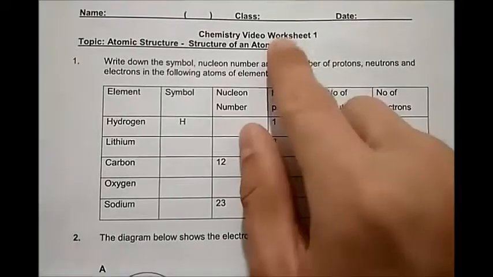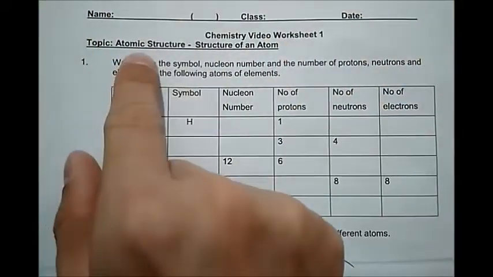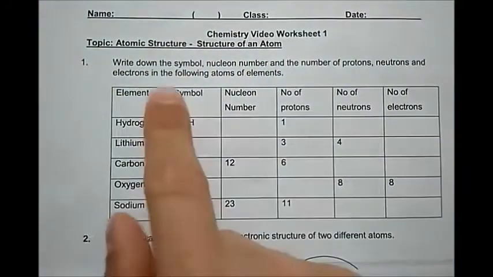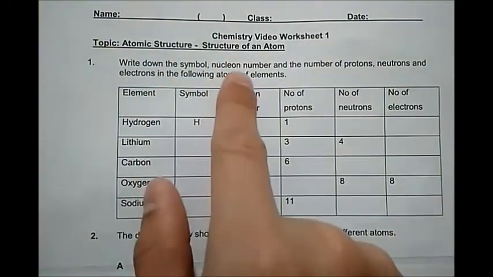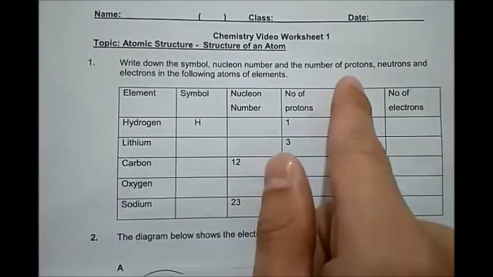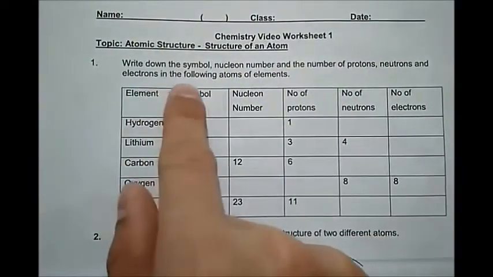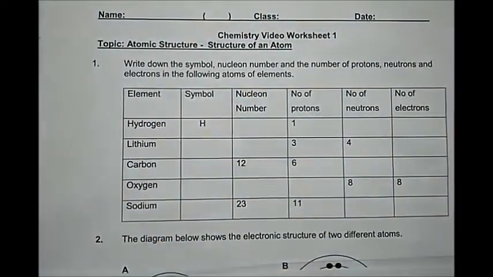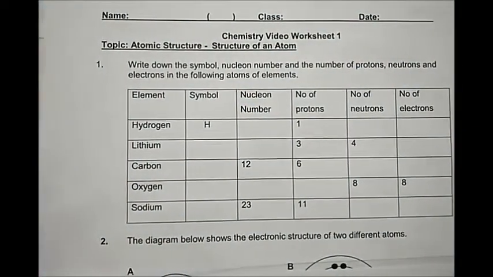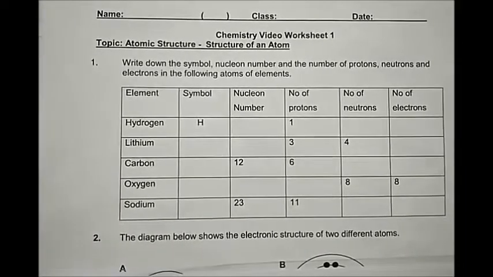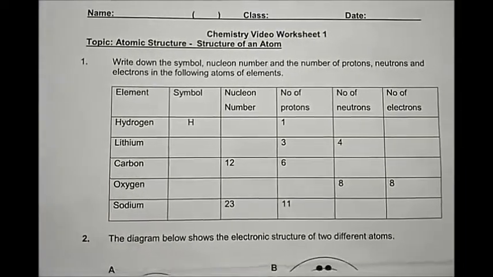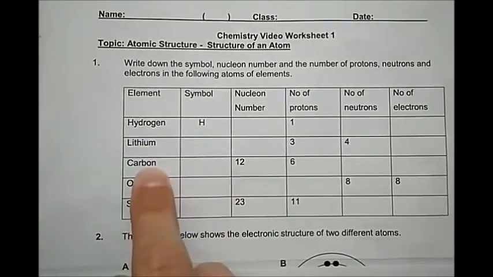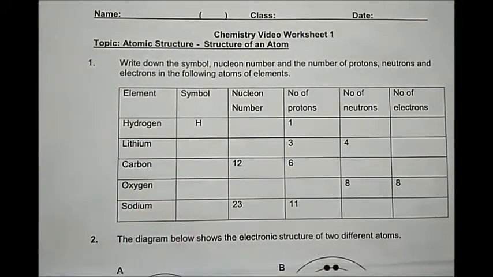Chemistry video worksheet number 1 for the topic Atomic Structure, Structure of an Atom. Question number 1. Write down the symbol, nucleon number and the number of protons, neutrons and electrons in the following atoms of elements. For this question, you need to use the periodic table, which is provided to you during test and examination. Now let us look at the elements of interest here. Hydrogen, lithium, carbon, oxygen, and sodium.